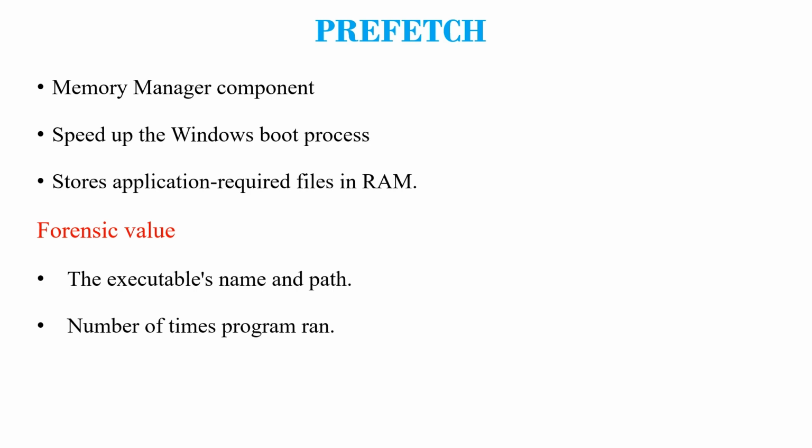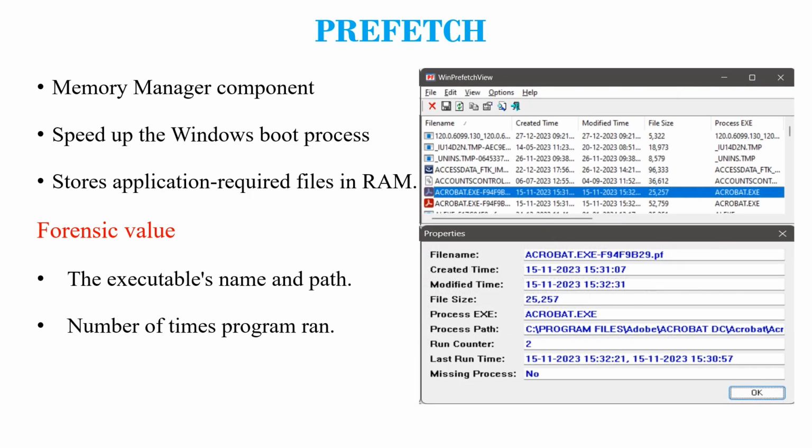In terms of forensics, a prefetch file discloses whether individual files were installed and ran a particular program. It discloses the executable's name and path and the number of times the program was run. Basically it displays the metadata. For example, here it shows the file name, the created time and modification time, the size of the file, the process executed, the path of the process, the run counter, meaning the number of times the process or executable file was run on this computer system, the last time it was run, and the missing process. This is a tool called WinPrefetchView, which is used to view and examine the prefetch files. We'll see how to use this.